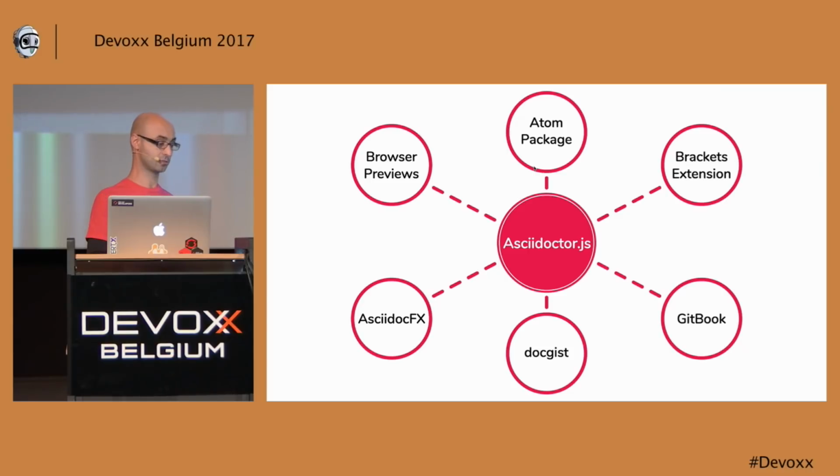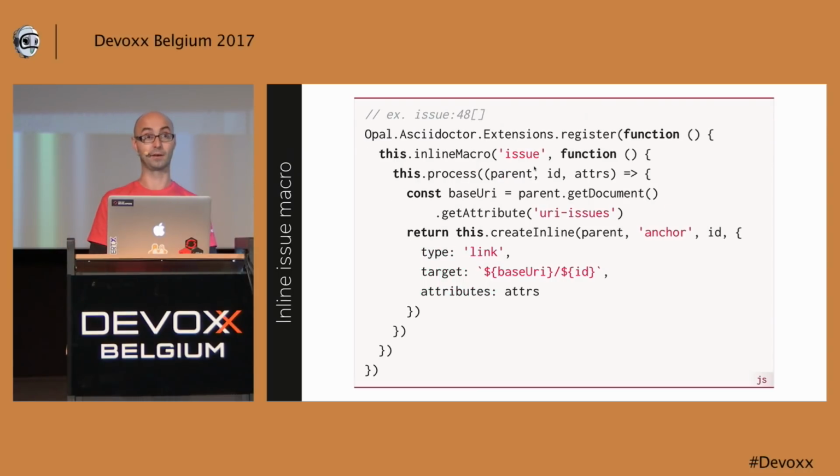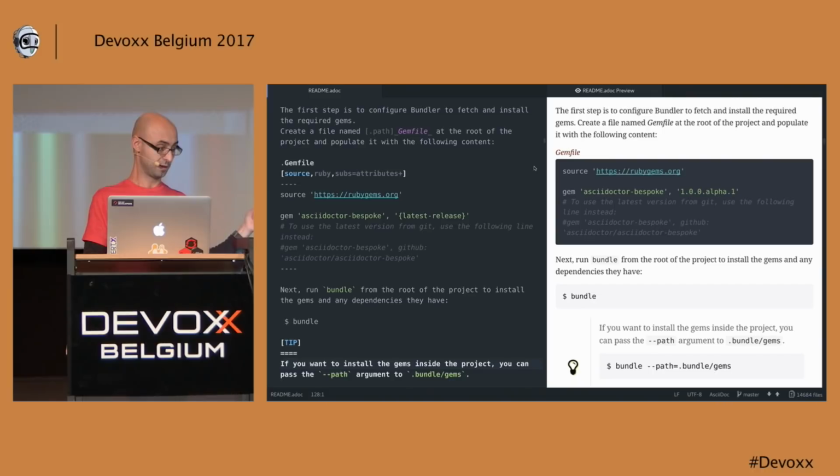And again, Asciidoctor.js allows us to have an Atom package, a Brackets extension, BigBook also uses it for rendering the books, DocGist, AsciiDoc FX, and also there are plugins for Chrome and Firefox to preview the AsciiDoc documents from the browser directly. This is the same extension that you saw before with Java, and this is how it looks with JavaScript. So you can write extensions with JavaScript directly. And this is an important improvement as well, thanks to Asciidoctor.js. This is the Atom previewer and the syntax highlighter and everything.